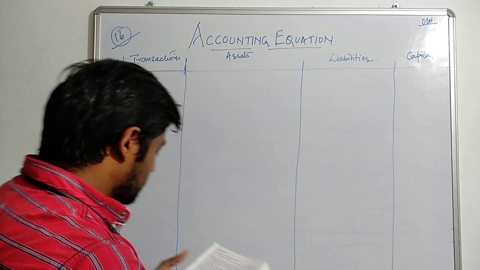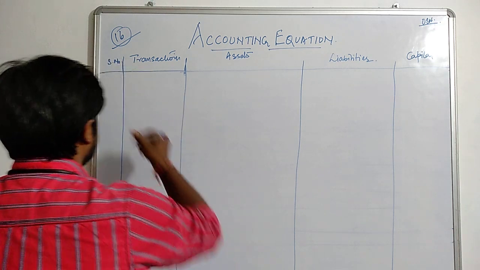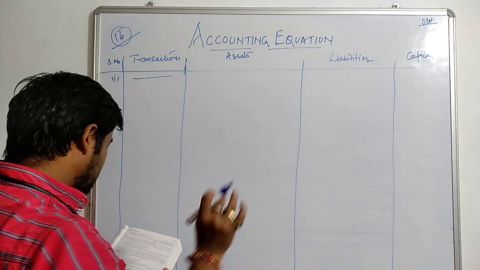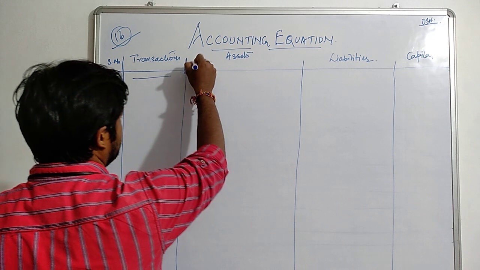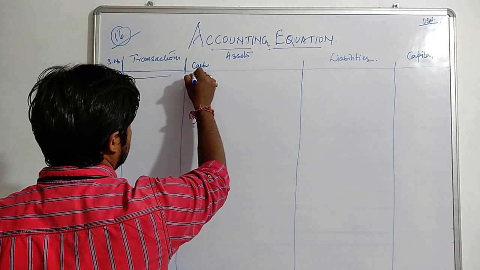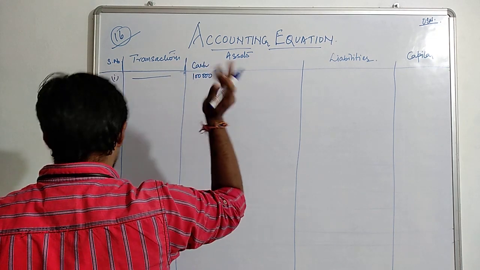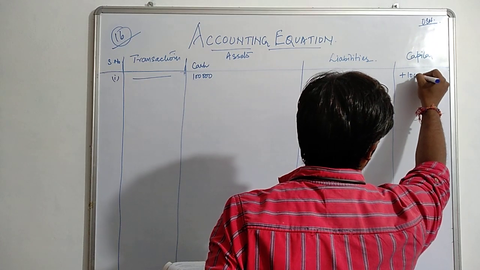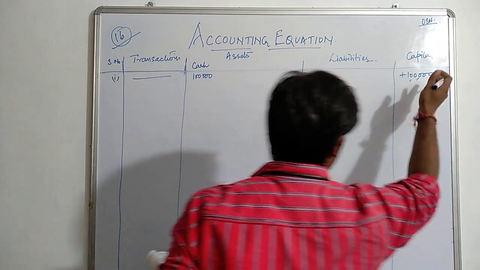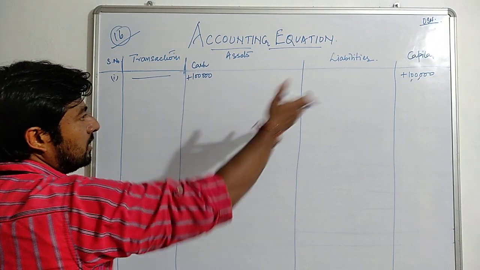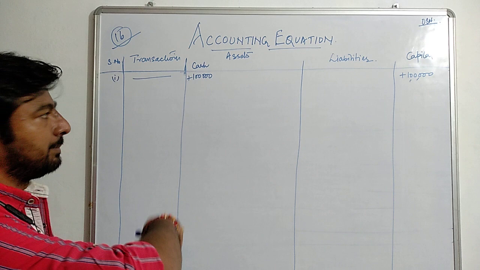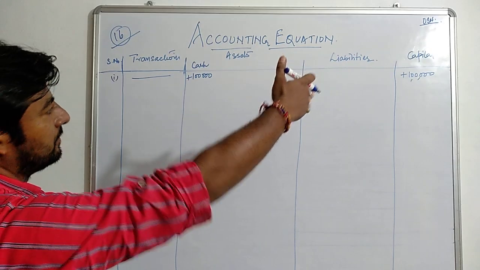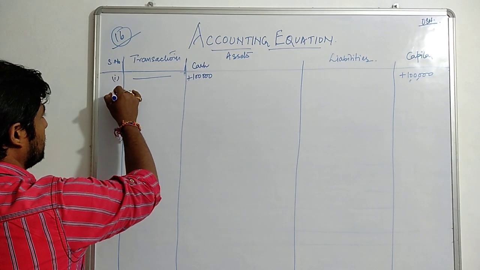Now, see the question, the first transaction. Started business with cash rupees 1 lakh. Cash is our asset, we all know that. And the amount contributed by owner is known as capital. So we have to increase the owner's liability, that is capital. Cash is coming into the business, so the level of cash is increasing and the level of capital is also increasing.